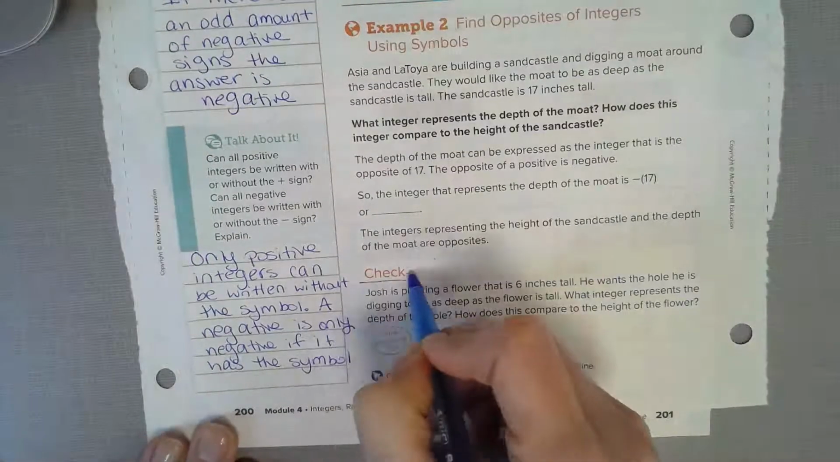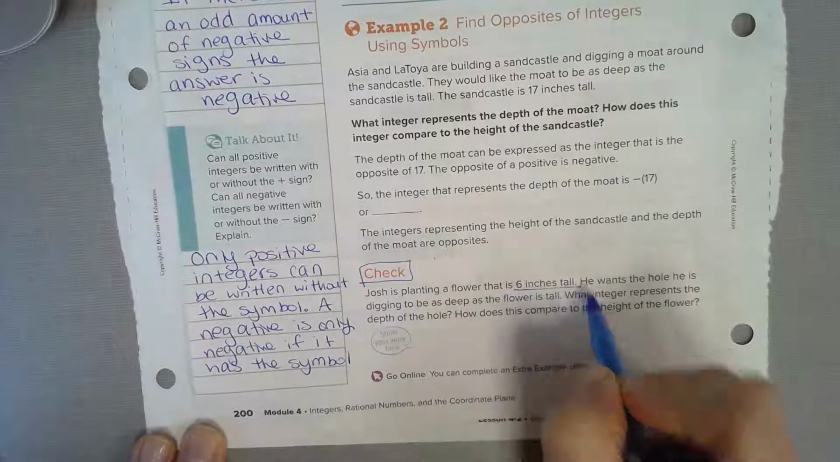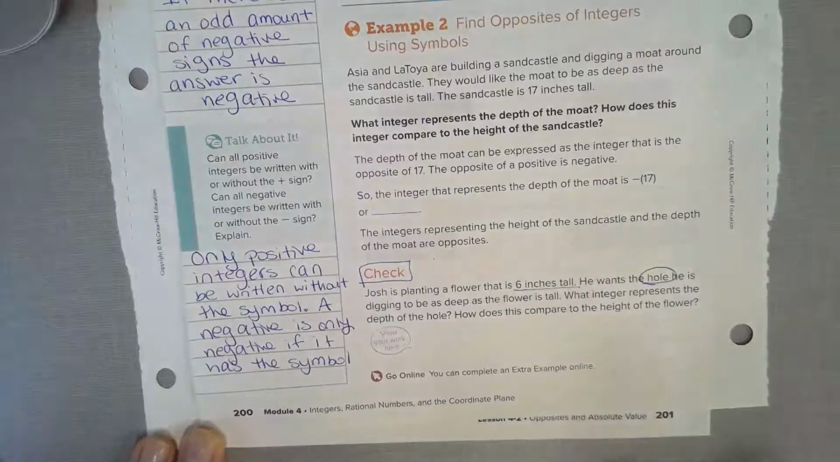Let's just do this check right here. Josh is planting a flower that is 6 inches tall. He wants the hole he is digging to be as deep as the flower is tall. What integer represents the depth of the hole?